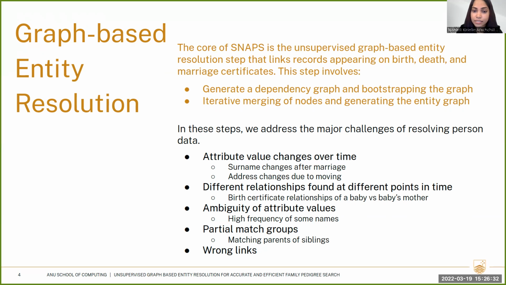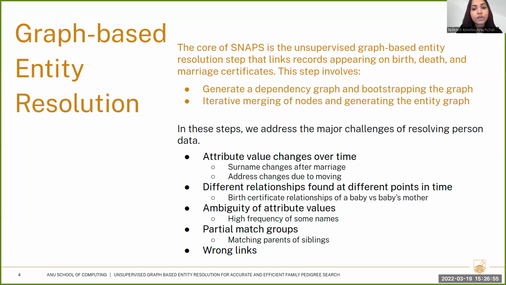The second is different relationships encountered at different points in time. For example, a baby in her birth certificate has relationships of mother and father. But when she becomes a mother herself, the birth certificate has completely different set of relationships, namely her baby and spouse.